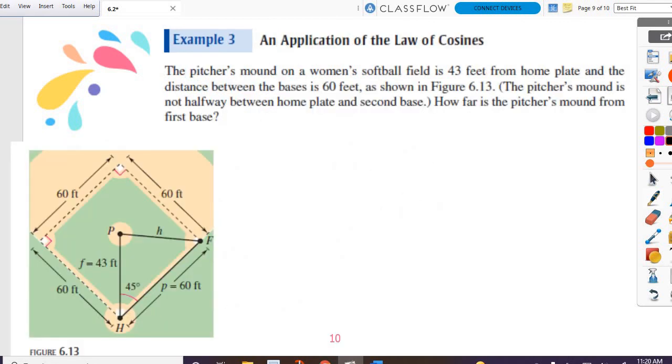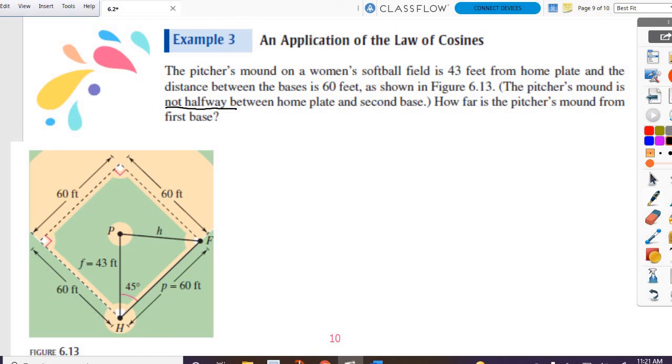Alright, last question. The pitcher's mound on a women's softball field is 43 feet from home plate, and the distance between the bases is 60 feet as shown in the figure. The pitcher's mound is not halfway between the home plates. That's really important, okay? How far is the pitcher's mound from first base? So we're trying to find H.